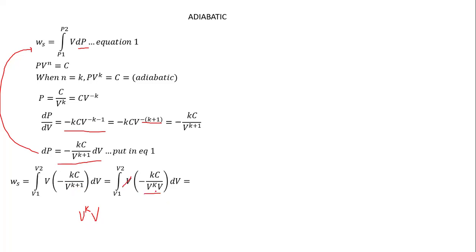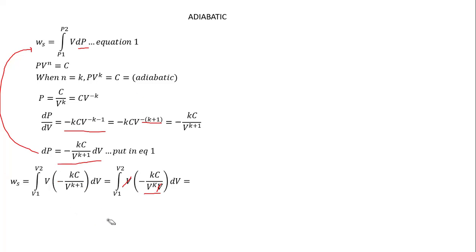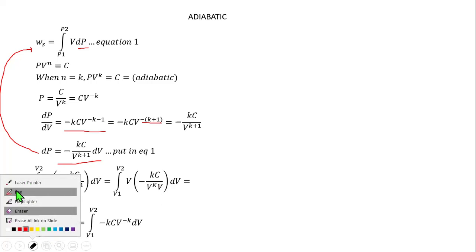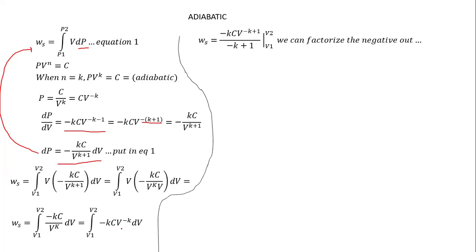Then this v here can cancel this v over there, right? So the v's can cancel out, and then we'll end up with this expression we see at the bottom here. We can decide to make it minus kc v to the power minus k. Now, if we do our integration, remember minus kc is a constant, so we can bring it out.